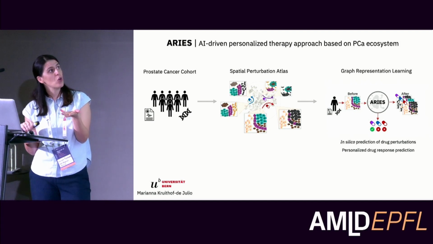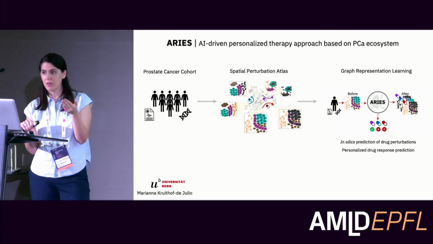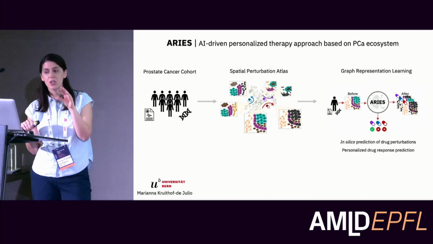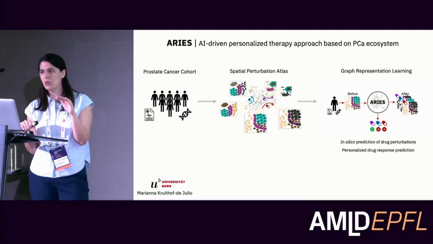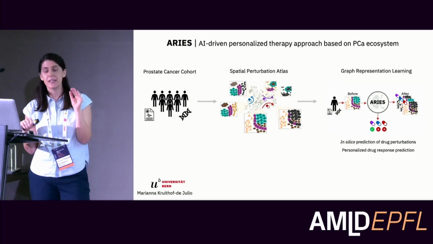You have an image of the tumor, you perturb it ex vivo with a drug, and then you see how the spatial composition of the tumor changes. So maybe some cells will die, some cells will move, and so on. So you basically have a graph in space, right?